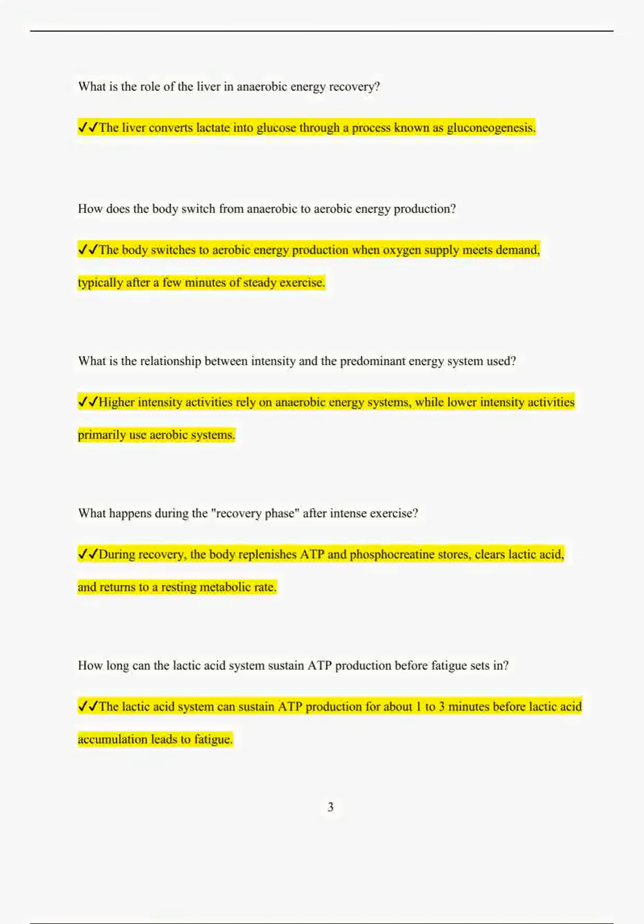The liver converts lactate into glucose through a process known as gluconeogenesis. How does the body switch from anaerobic to aerobic energy production?